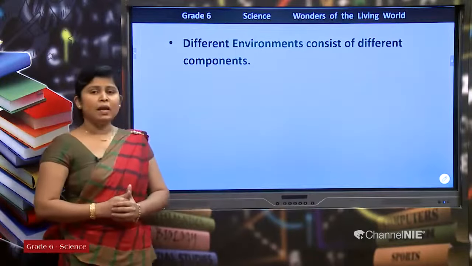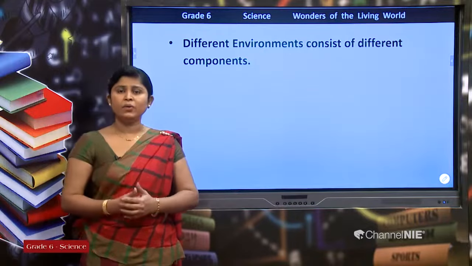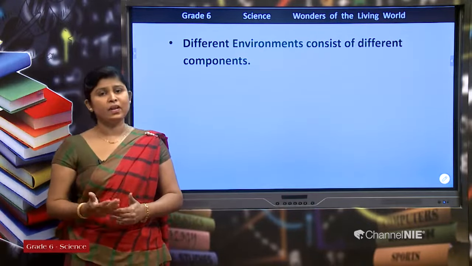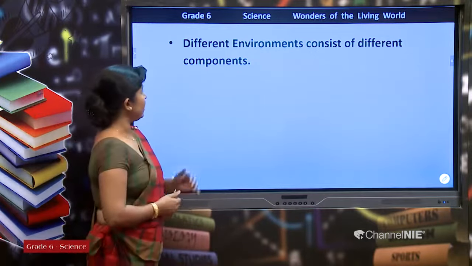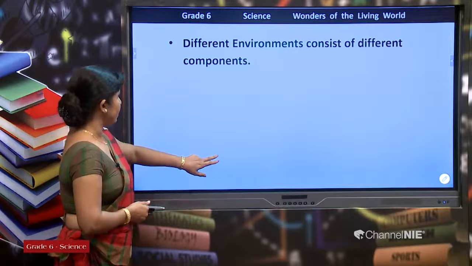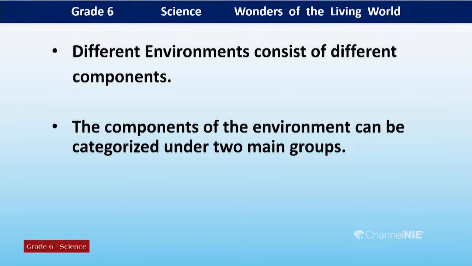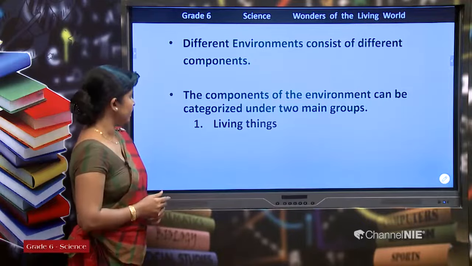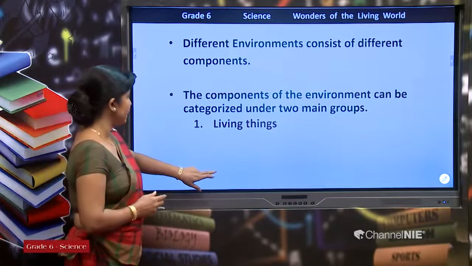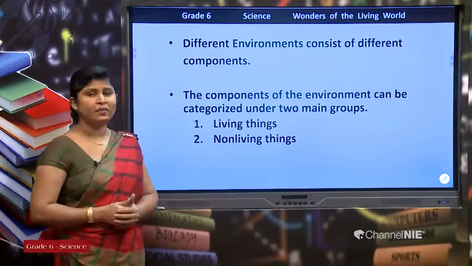Right. By looking at the pictures, what we have got to understand is different environments consist of different components. The components of the environment can be categorized under two main groups. Right? You have to understand that our environment is a unit. It has two main groups. They are living things. The other group is the opposite of that, non-living things.